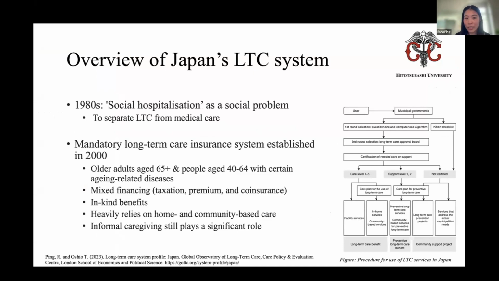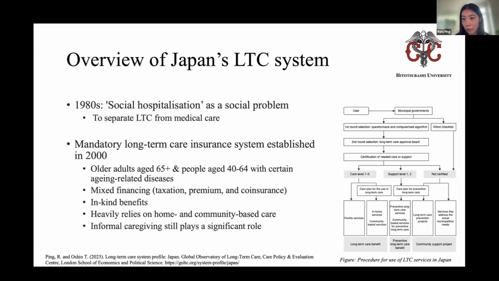As everyone knows, Japan has a mandatory national long-term care insurance system established in 2000. One of the major motivations was to separate long-term care from the medical care system, as in the 1980s many older people stayed living in hospitals after being discharged, and this created a social problem. Japan's long-term care insurance system covers the older population and also the working population aged between 40 and 64 who have certain ageing-related diseases. The system is financed through general taxation, premiums, and users' co-insurance ranging from 10% to 30%.